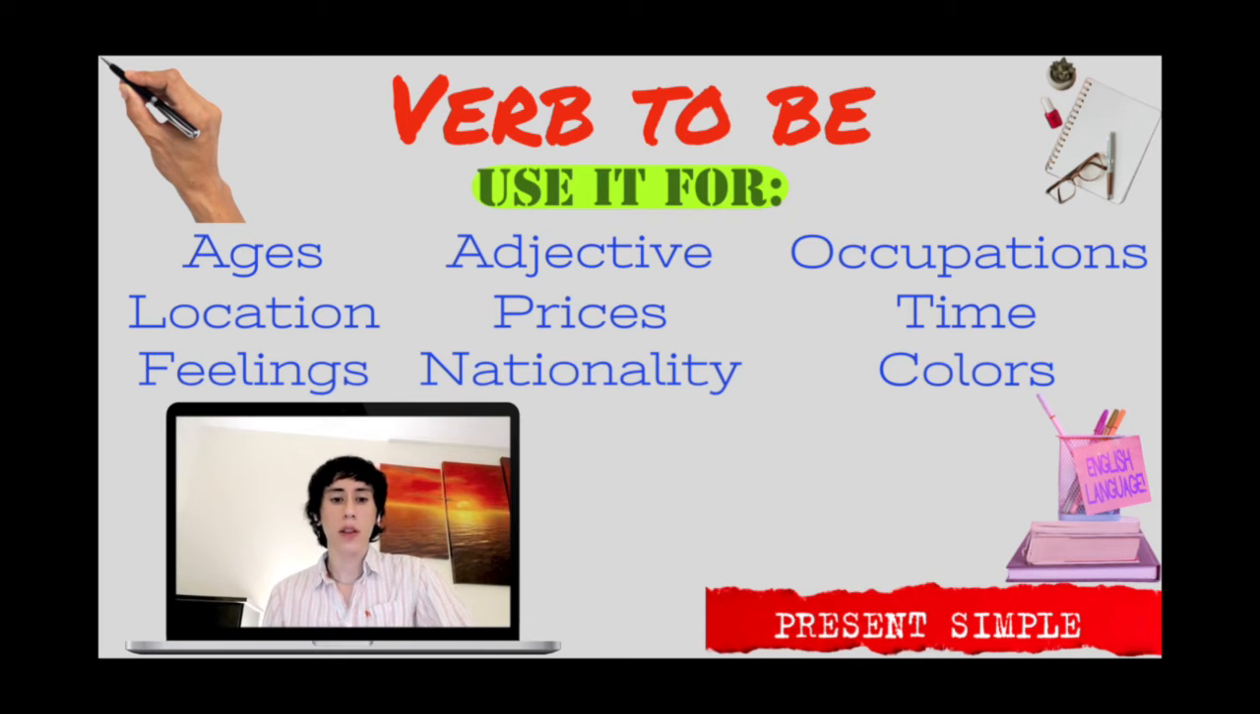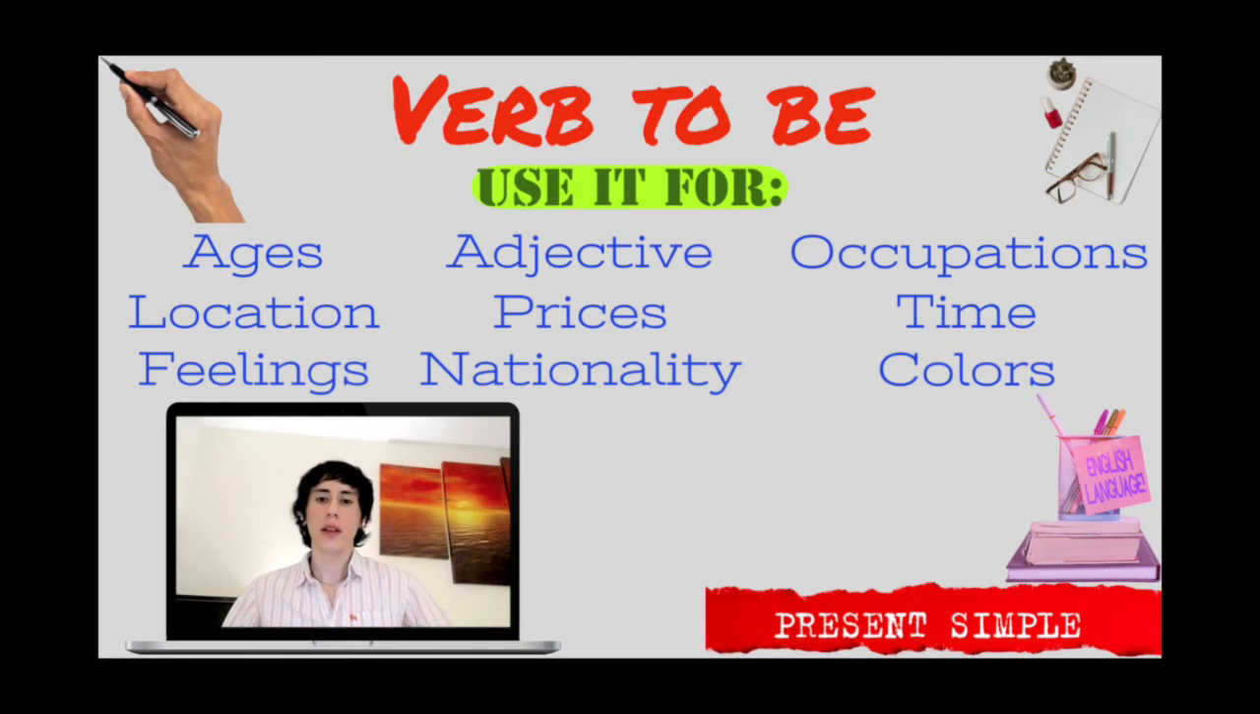For location, I am in Miami, you are in Slovakia, for example, you are at home, we are in New York City. Prices, for example, this cell phone is $300. Or for example, this computer is $2,000. So we use the verb to be for time as well.